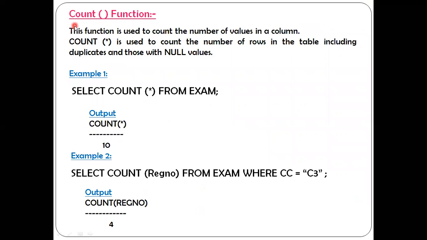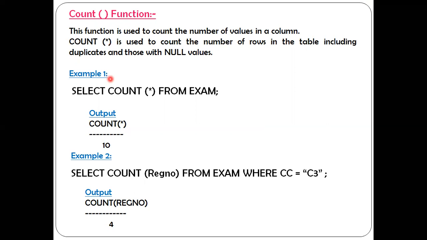What is the first function in the grouping functions? The count function. This function is used to count the number of values in a column. Count of star is used to count the number of rows in the table, including duplicates and those with null values. Count of star counts the number of rows present. But the count of expression function counts only those rows where the expression contains some value.